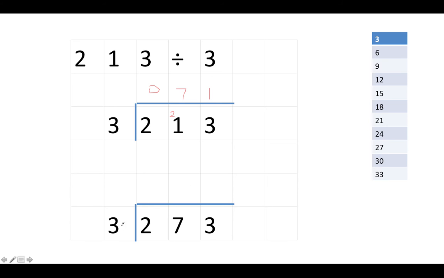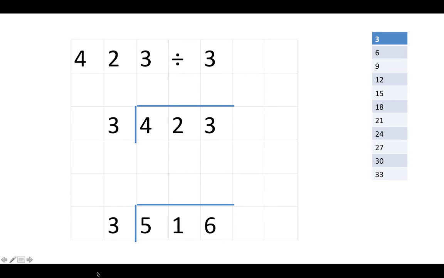Okay, let's see if you got it right. How many 3's in 2? None. Move it along. How many 3's in 27? 1, 2, 3, 4, 5, 6, 7, 8, 9. How many 3's in 3? 1. 91.